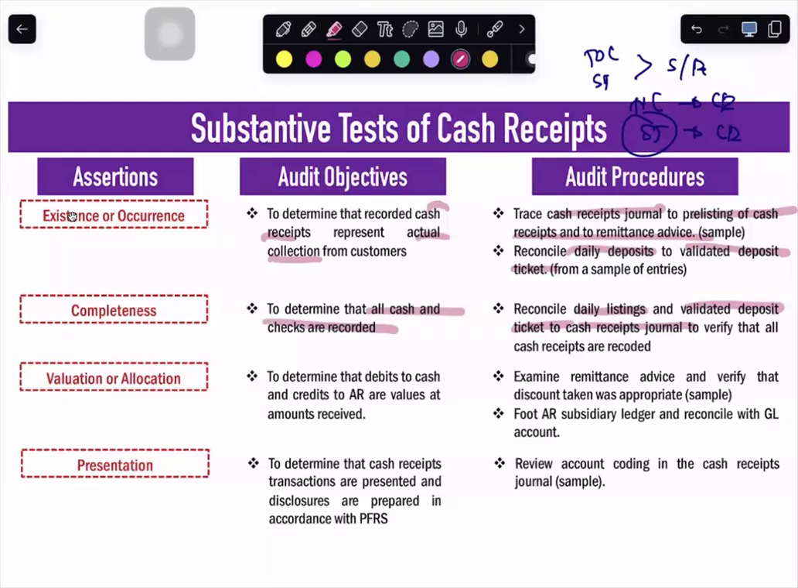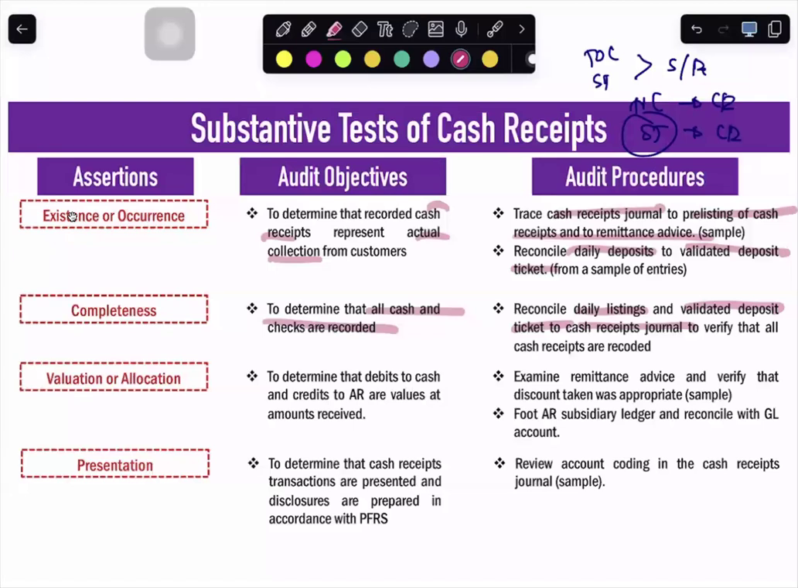If you still remember earlier, when we talked about the different departments relating to cash receipts, there were only three of them. Mailroom, treasury, and at the same time, your accounting department. So you now reconcile the reports from those three entities or three departments.